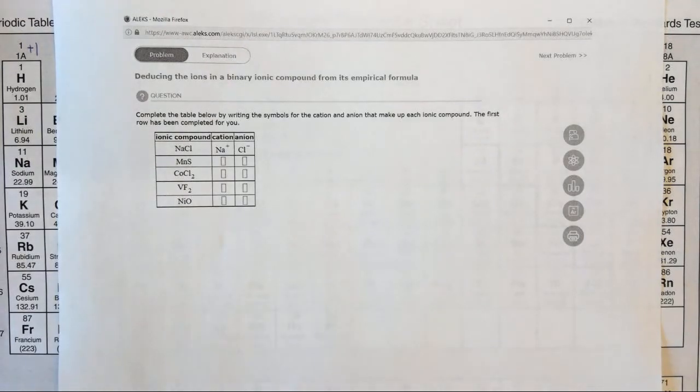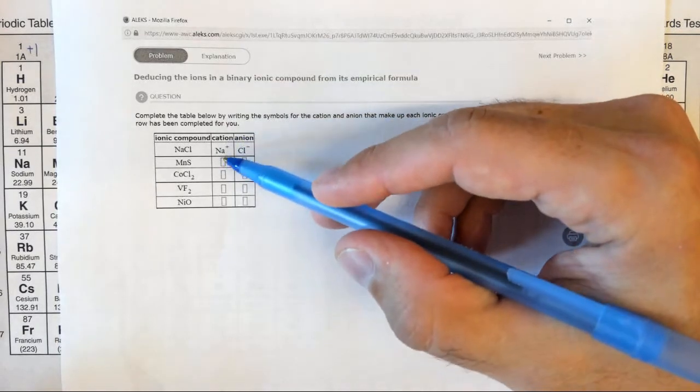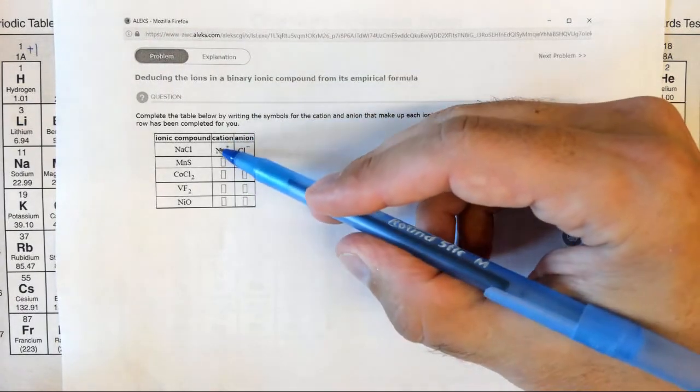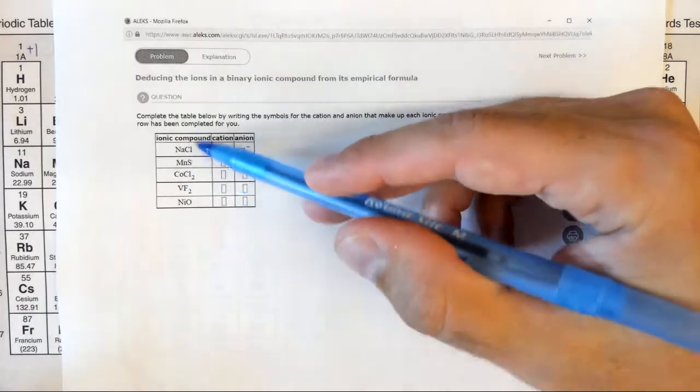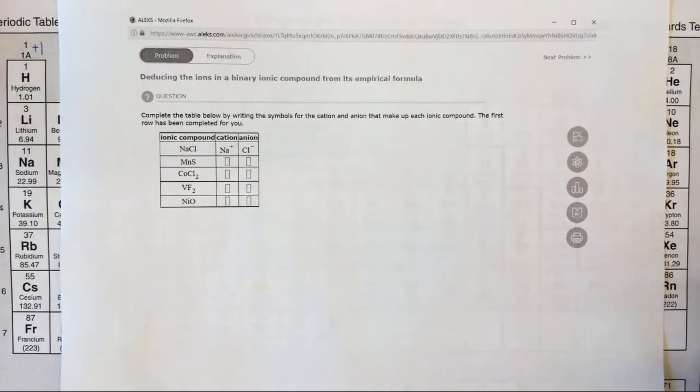In this problem, we're asked to complete a table where we find the cation and anion, which will include the symbol and the charge, for each of these following compounds. Now, it's very important to remember that all ionic compounds are neutral.